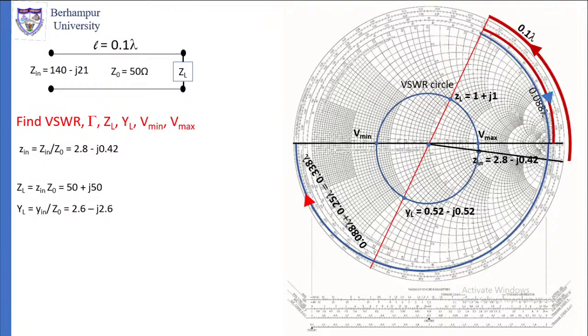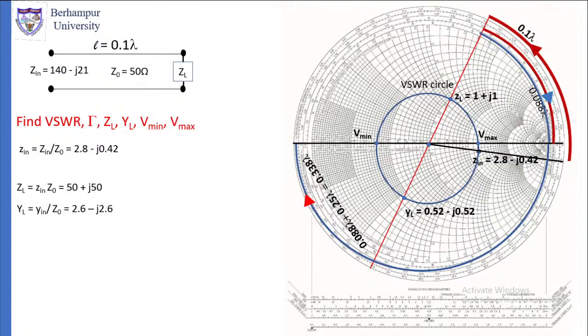So these two we have found out. ZL is equal to 50 plus j50. YL is equal to 2.6 minus j2.6. Now what we have to do is find out Vminimum and Vmaximum, the points for Vminimum and the points for Vmaximum. That we will do by looking at the VSWR circle.